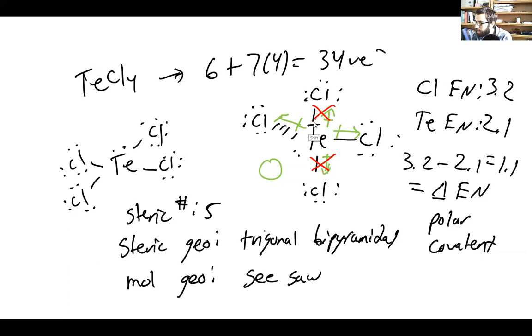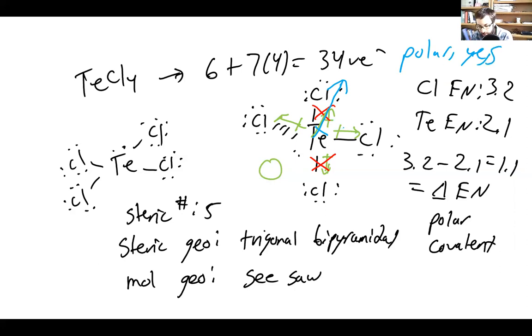So net, you are going to have a dipole, right? I'll go a different color here. And your dipole is going to be going that way. Okay, so is this polar? Yes, it's polar. There is a net dipole. It didn't cancel each other out.